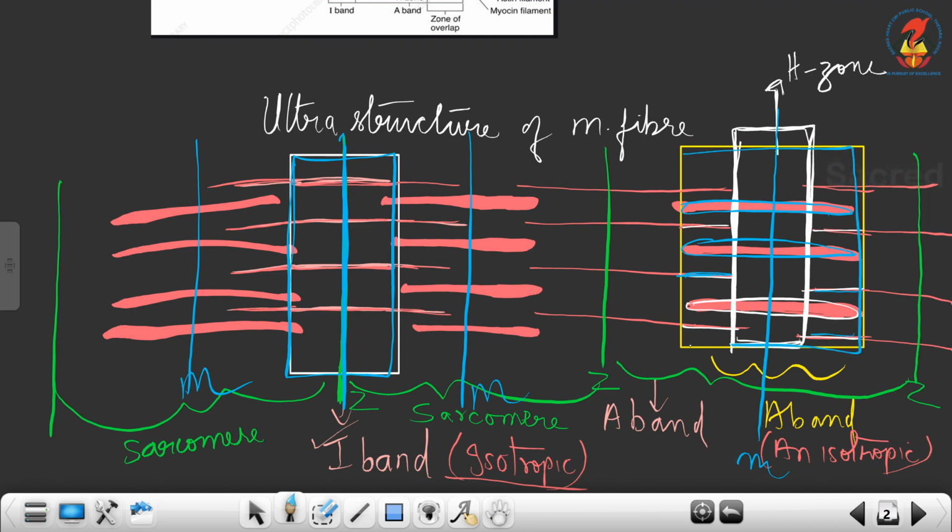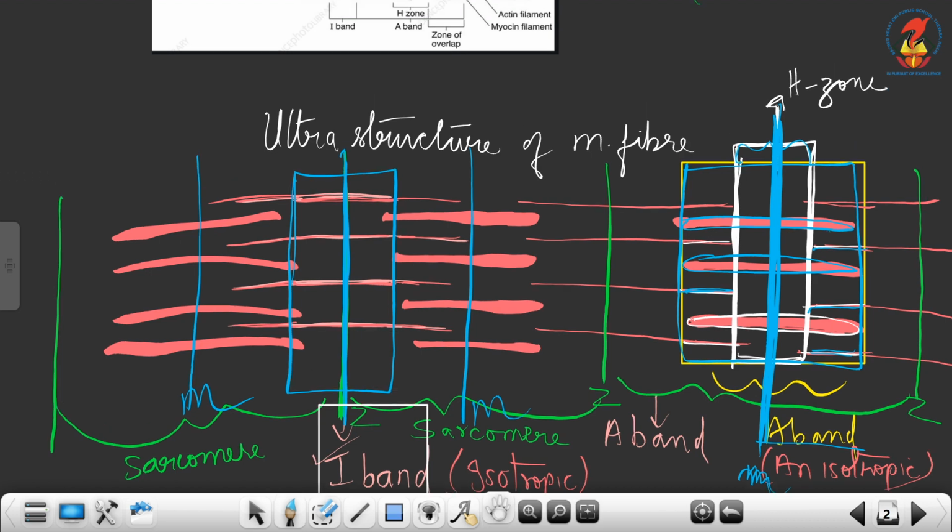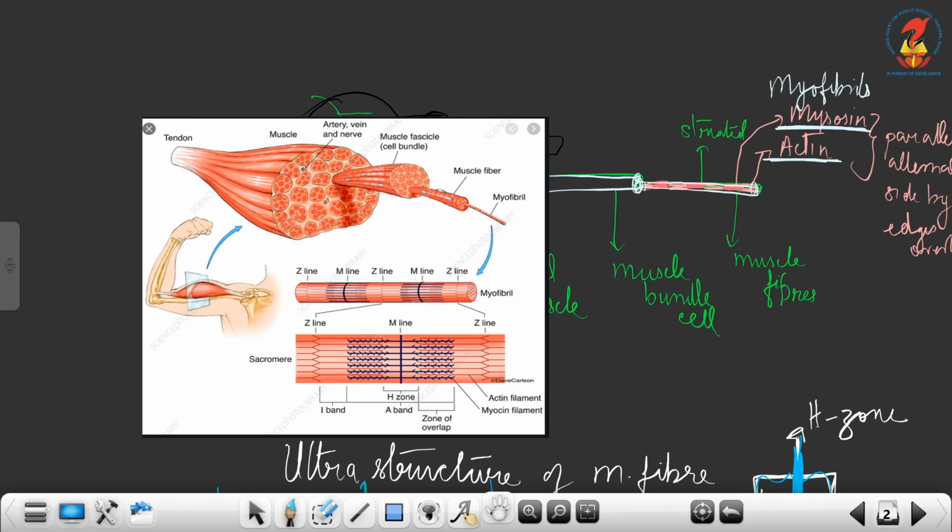This entire banding is known as the A band, and within the A band the central region is slightly lighter than the edges because it is exclusively thick filaments. That is called the H zone. So, the H zone is found in the middle of the A band, and right at the center of the A band is the M line. The same is indicated in this pullout. I am zooming into the pullout.